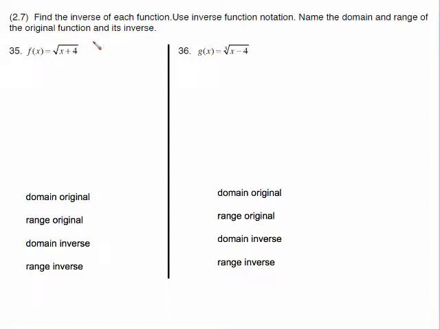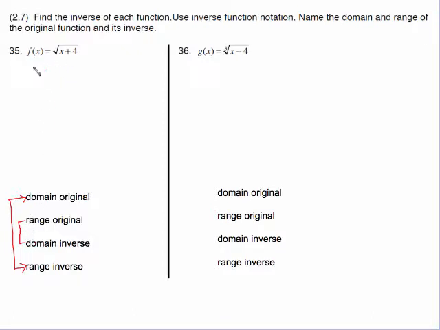This is the last part of the review on Chapter 2. 2.7 was all about inverses. These directions say find the inverse, use inverse function notation, and then name the domain and range of the original function and its inverse. A word about that. Remember, once you have found the domain of the original, it is exactly the same as the range of the inverse. So just find the domain of the original, automatically it's the range of the inverse. Also, when you find the range of the original, it is equal to the domain of the inverse.